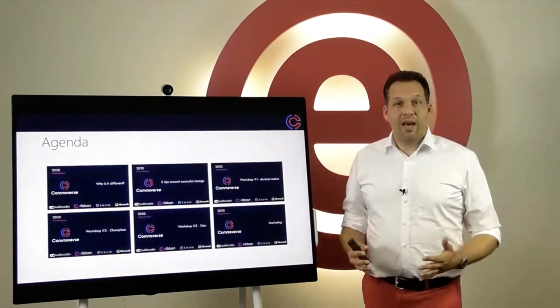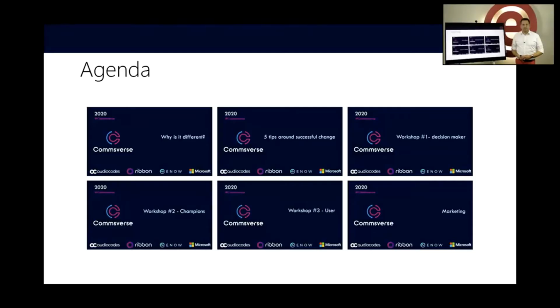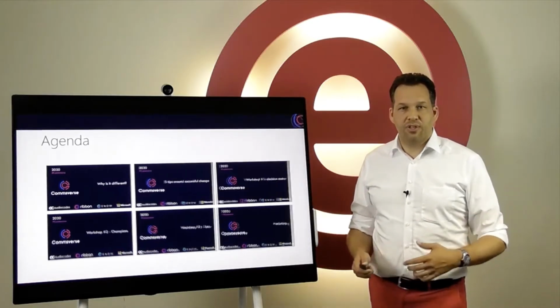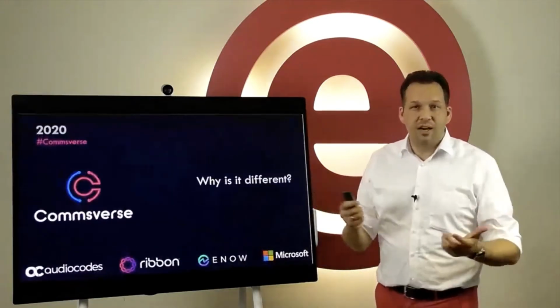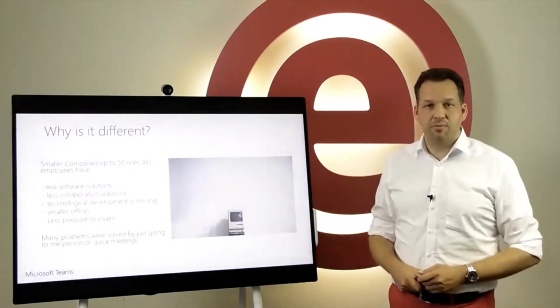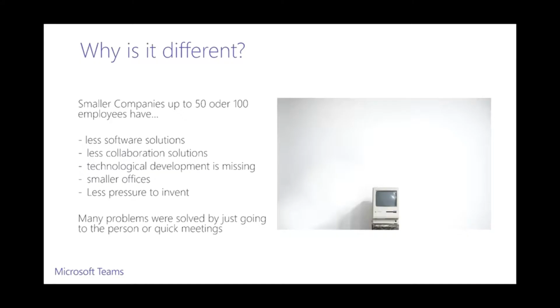Next, we'll have a look at our agenda and what we want to talk about today. It's about how to adopt Teams at smaller customers, because I think there's a specialty to adopting this. We cannot use all the main processes we use in enterprise companies. We also take a special look at these smaller companies because they have some specialties. And here I am with the first session: why is it different to enterprise? And we nearly start now with this.